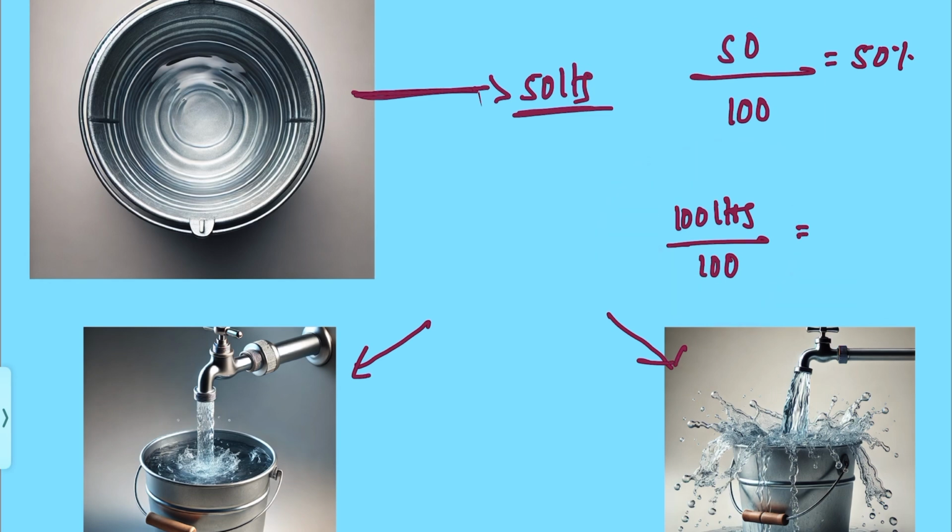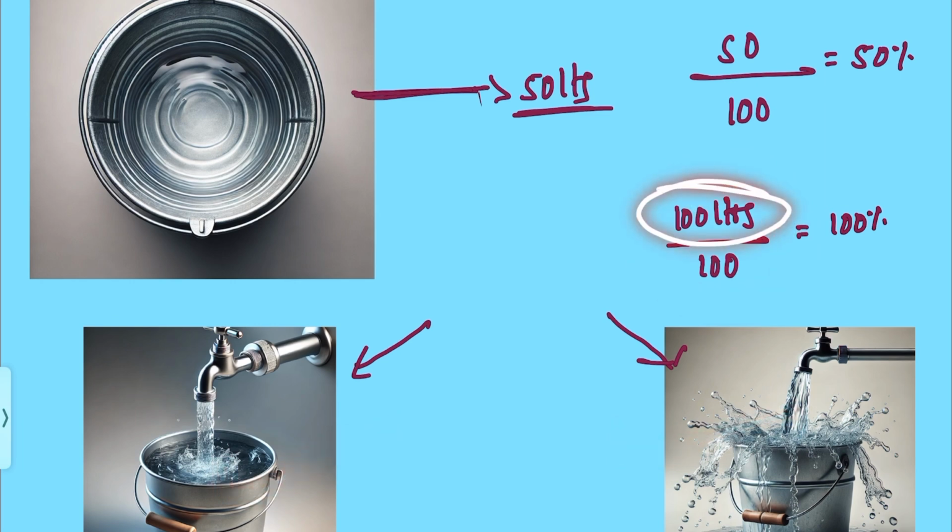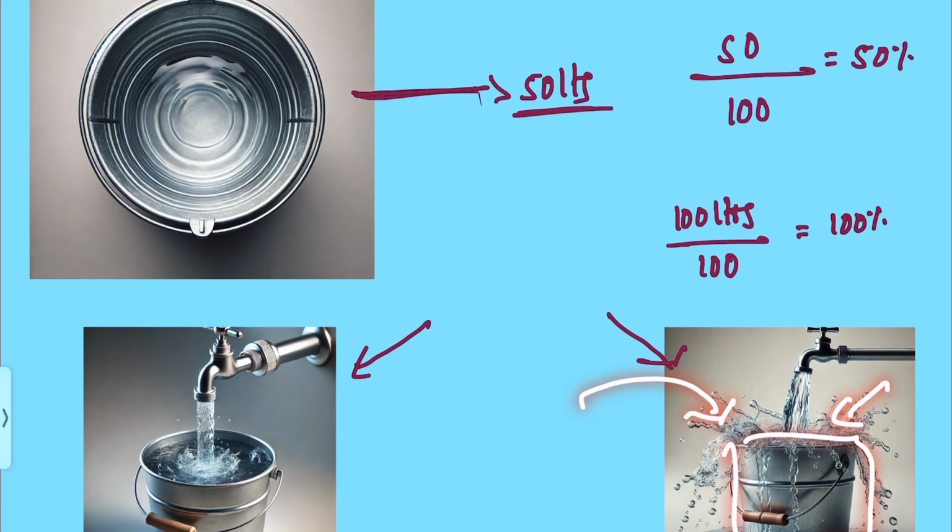Now relative humidity is 100%, meaning the air has become saturated with moisture. The capacity is 100 liters and the amount of moisture present is 100 liters. Hence relative humidity is 100%. It means this atmosphere cannot take any more water. If you add any more water to this atmosphere or this volume of air, then it will spill out.